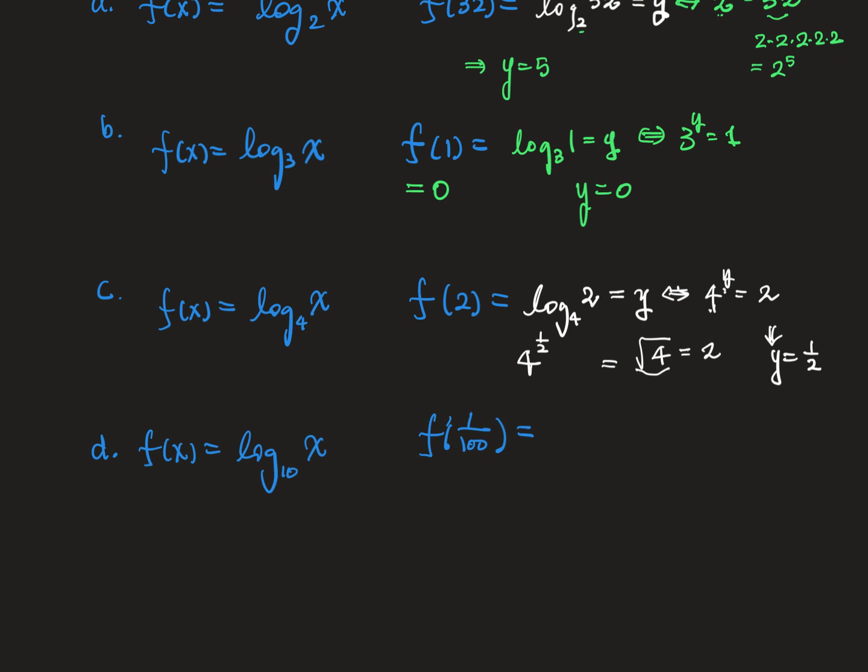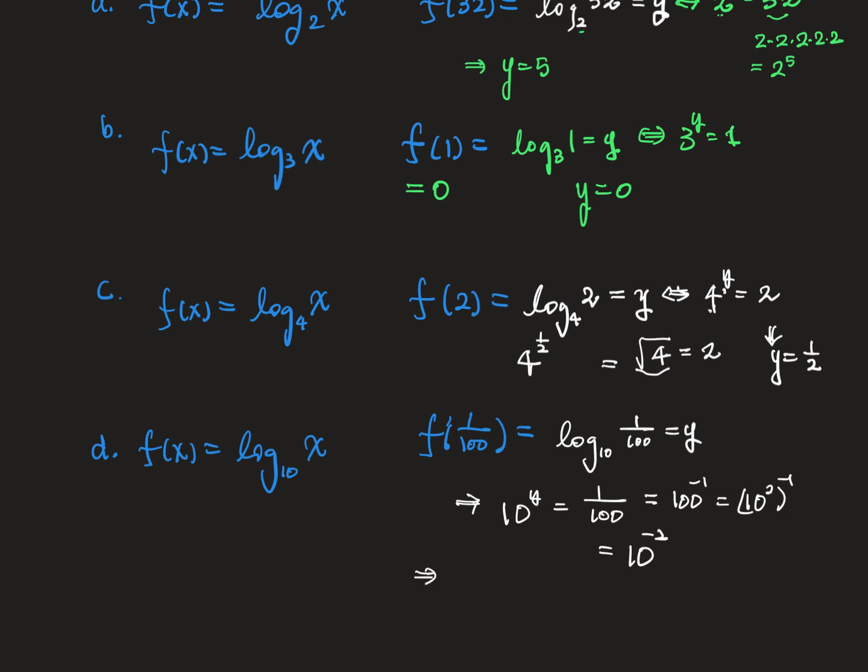All right. Here you plug in 1 over 100: log base 10 of 1 over 100. That's going to be y. This is a logarithmic function, so let's change it into exponential form: 10 to the y equals 1 over 100. How can we change this into a power of 10? The fraction 1 over 100 is 100 to the negative 1, and 100 is 10 squared, so it is 10 to the negative 2. So you find the y value is negative 2. That's how we evaluate log functions.